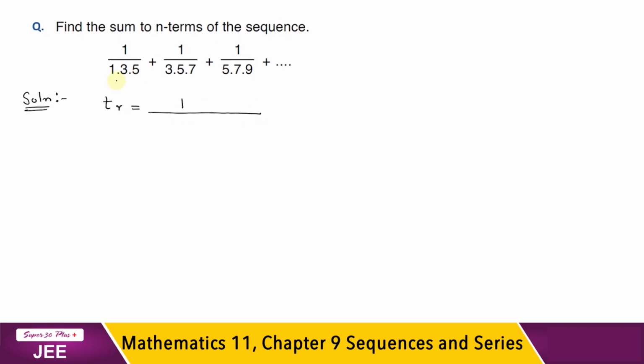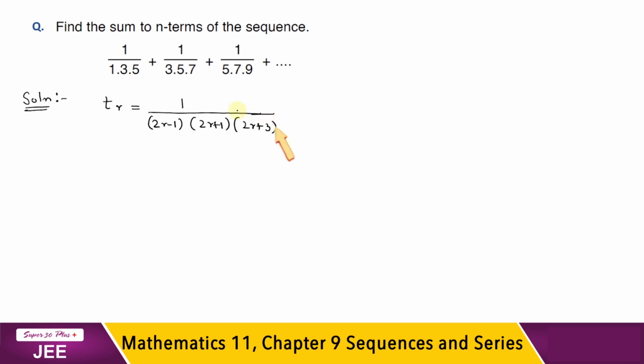In the denominator we are getting the continued product of 3 odd numbers. See, 1·3·5, then 3·5·7, then 5·7·9. So in the general term we are going to get (2r minus 1), then (2r plus 1), and then (2r plus 3). Because the general terms of odd numbers are given by 2r minus 1, 2r plus 1 or 2r plus 3. So we start with the lowest one and then keep on increasing, and these are the three numbers.